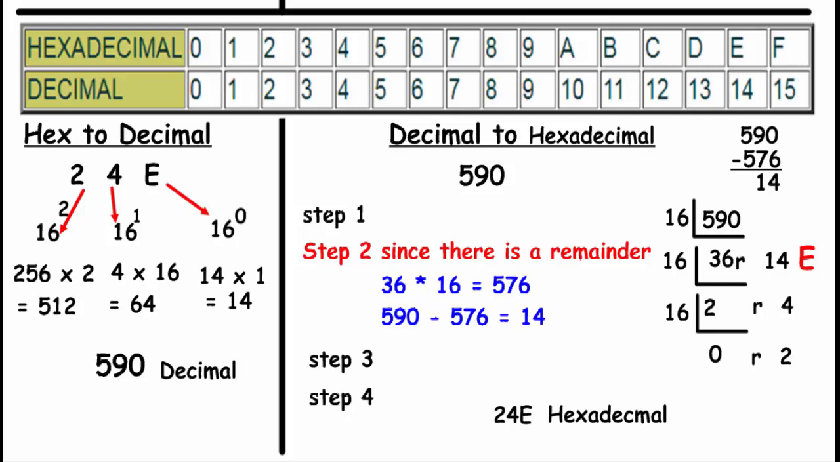Hopefully that made a lot of sense because it's not really tricky, but it's nice if you know how to do decimal to hexadecimal. Just think about it. How many other people or how many other students know how to do this? And hopefully you'll do well on the lesson because it's pretty straightforward.